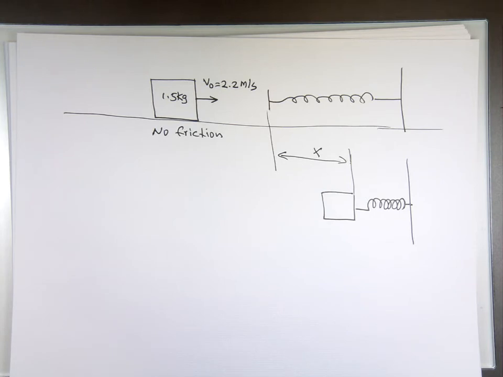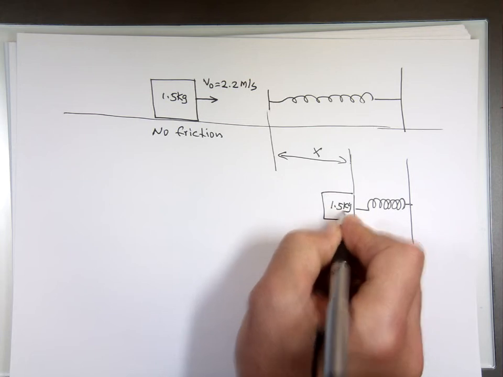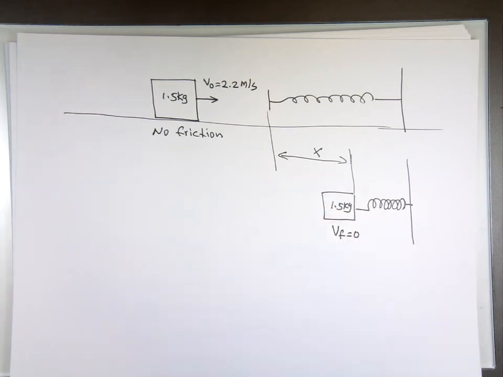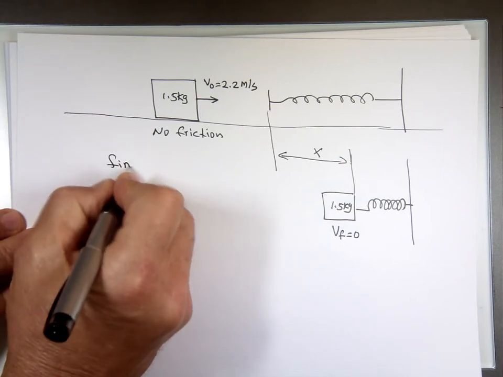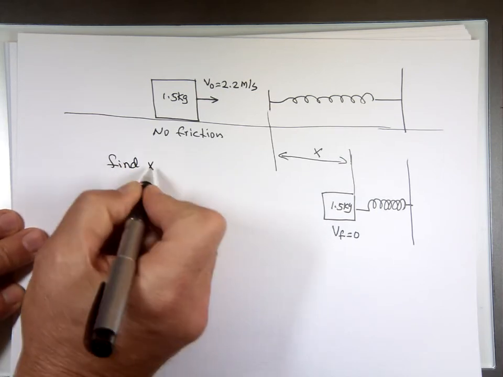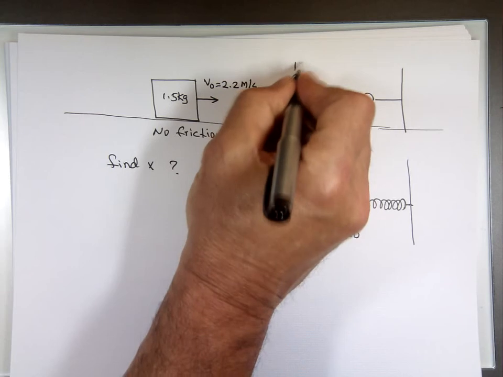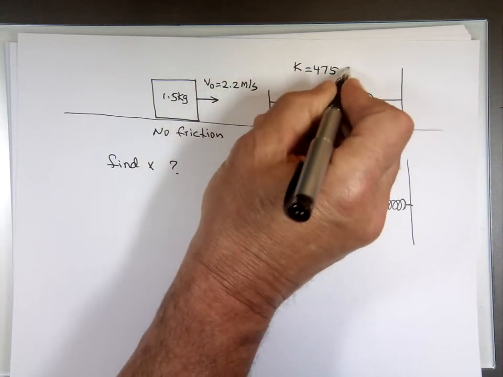But when the block reached this point, that's the 1.5 kilogram, what was the final velocity here? 0. Stopped. Can we find x? The only thing I'll give you is a spring constant, k. Let's say k equals 475 newtons per meter.